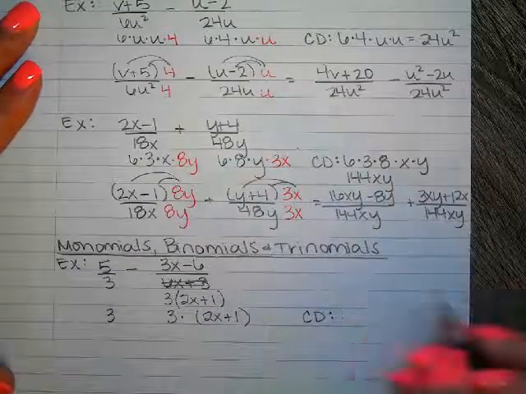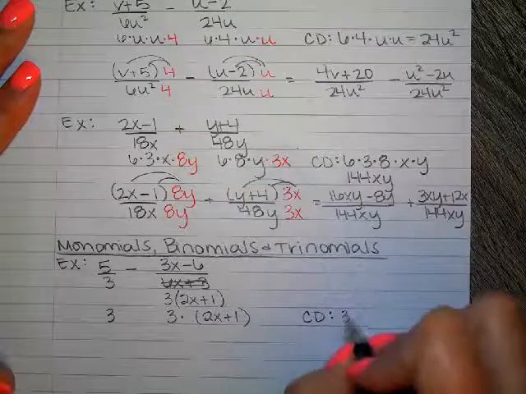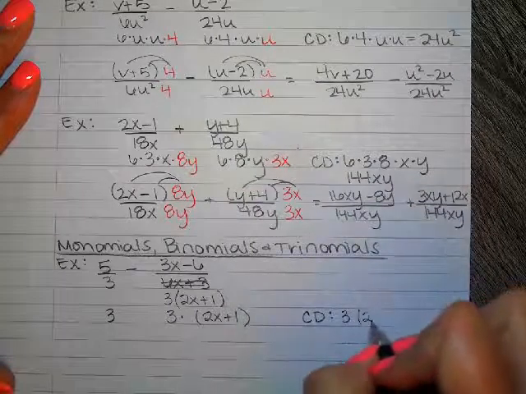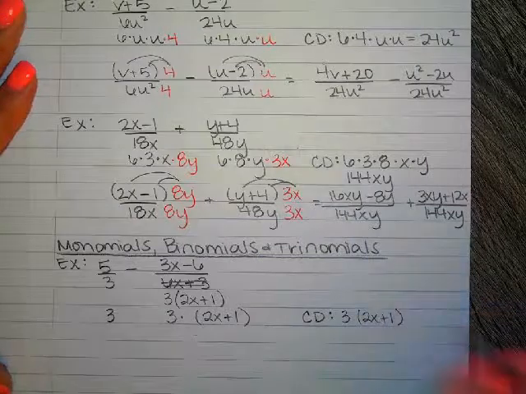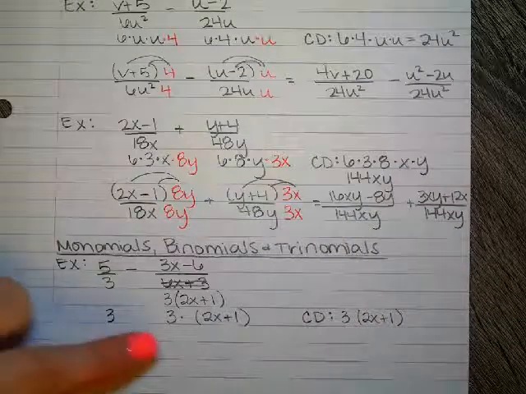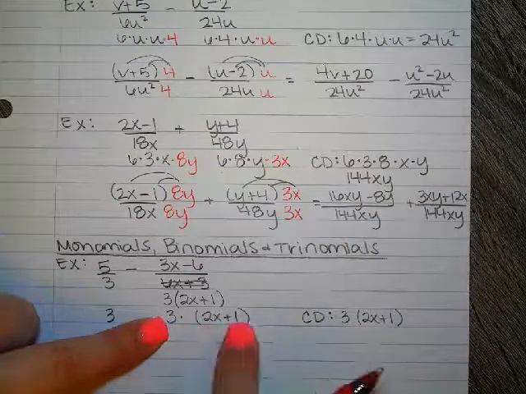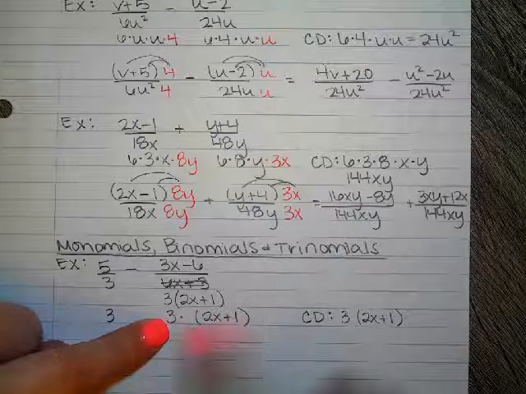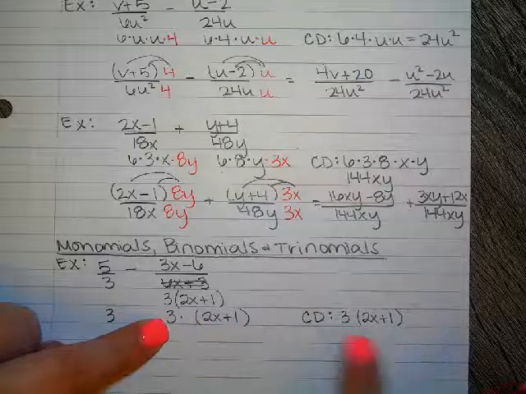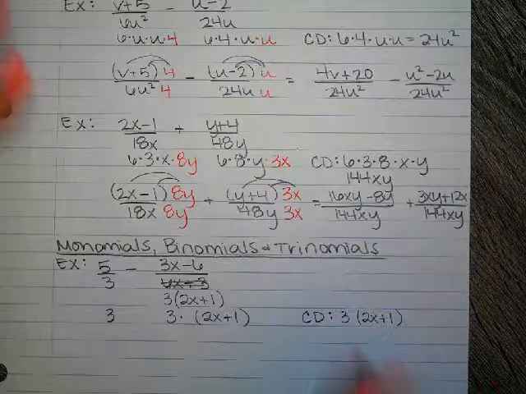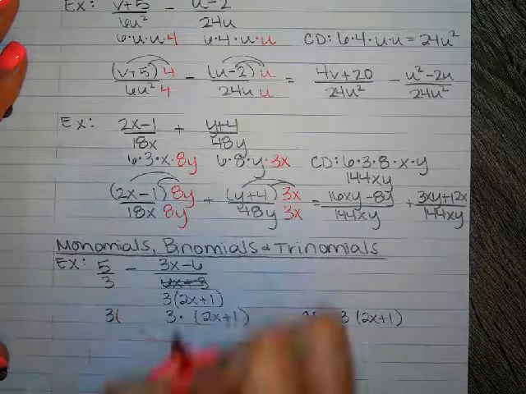So our common denominator needs a 3, and it needs a 2x plus 1. All right, so when we look at the denominators of what we have, this denominator has everything that shows up in our common denominator. It's got the 3, it's got the 2x plus 1. This one, however, it's got the 3, it does not have the 2x plus 1.